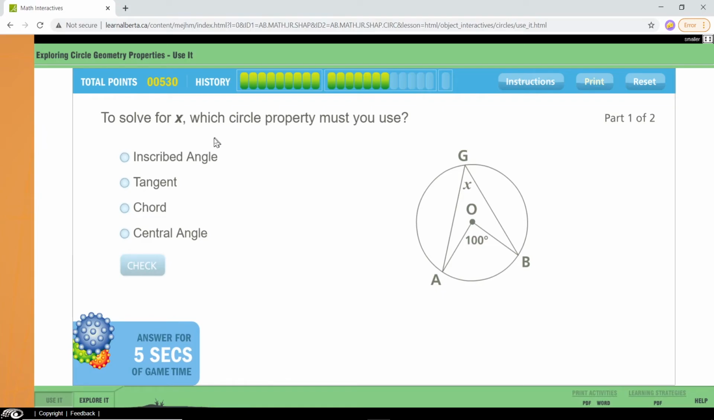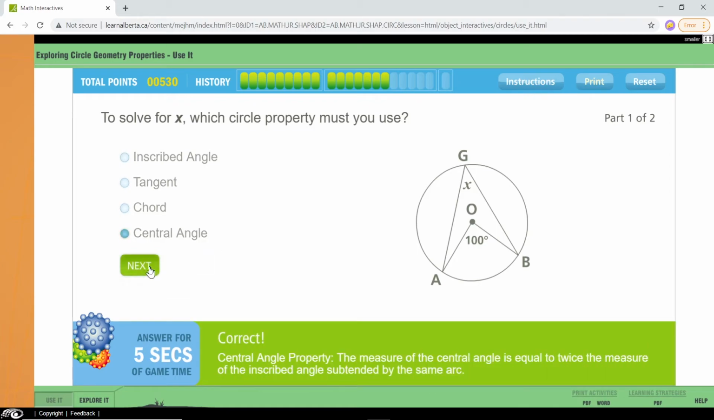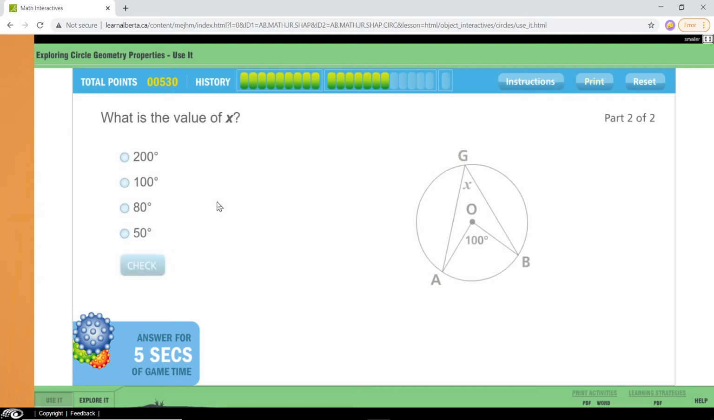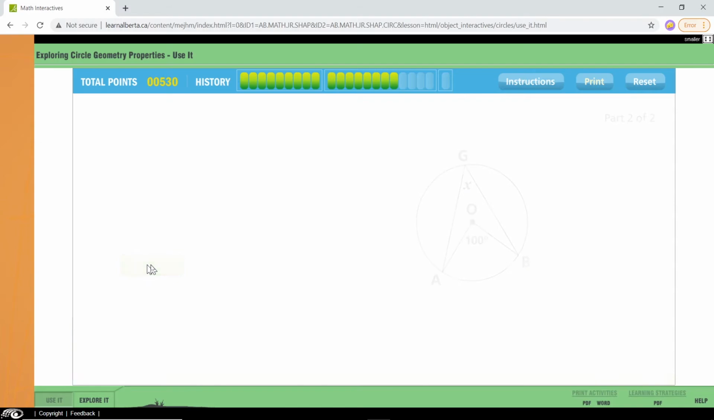Okay, to solve for x, which circle property must you use? Now you see that there are 100 degrees at the center of the circle, AOB. Therefore, we assume this is using the property of the central angle. Alright, so now find the value of x. So x is half of the central angle. Therefore, x is 50 degrees. Alright, let's continue.